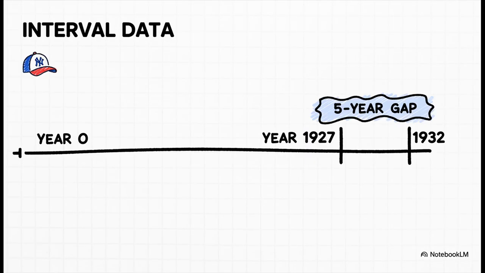Or think about years on a calendar, like when the New York Yankees won the World Series. This is interval data. We can absolutely calculate the difference. The gap between their 1927 and 1932 wins is 5 years. That's meaningful. But the year 0, well, that doesn't mean time didn't exist before then. It's just a reference point. And that's why you can't say the year 2000 is twice as late as the year 1000. That kind of ratio is totally meaningless here.